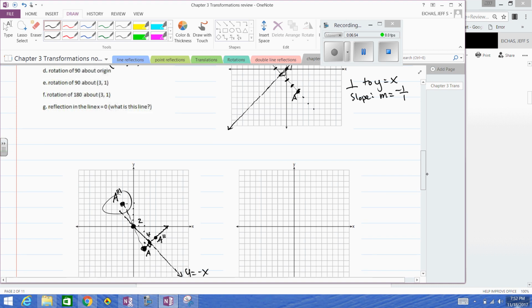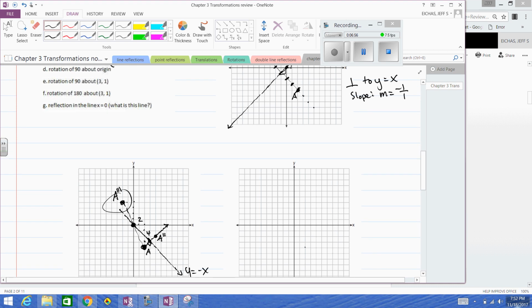Rotate 90 degrees about the origin. Okay, so here's (2, -4). All right, so we could turn the paper. We could use slope. We could do all sorts of things. Here's what you need to know. Just a shortcut here: you've got to go 90 degrees in a counterclockwise direction. Here's what you've got to know. This is the 4th quadrant. They usually use Roman numerals. If you're traveling 90 degrees, you're going to end up in the 1st quadrant.